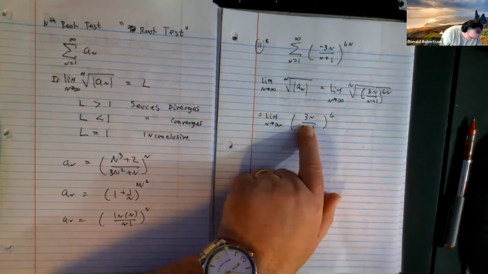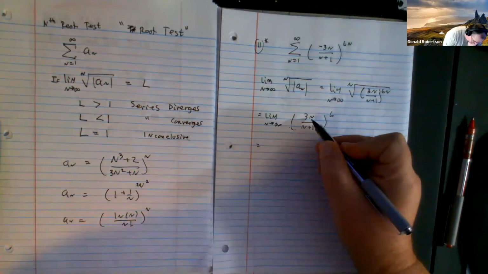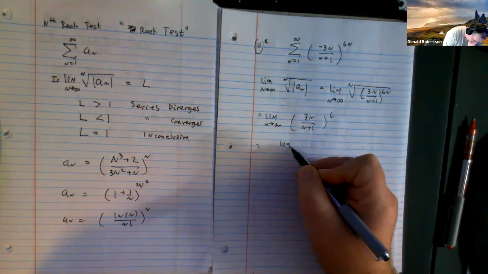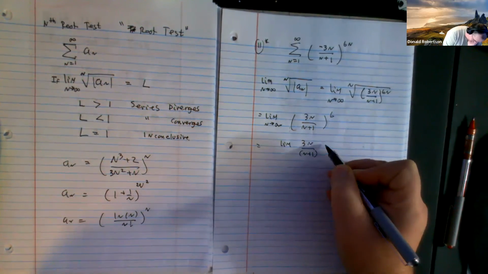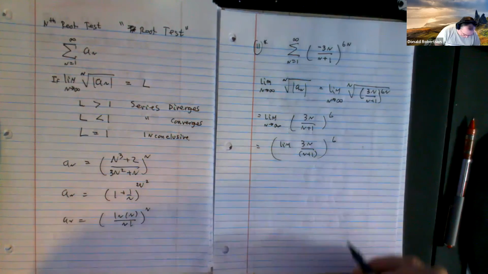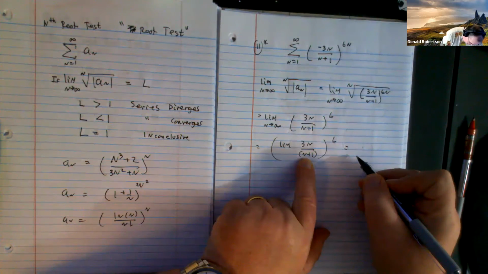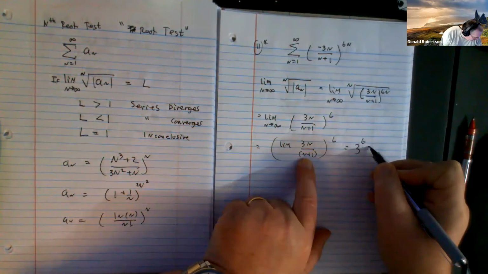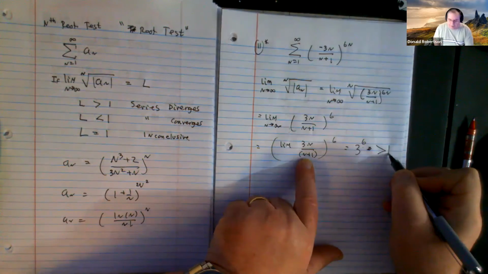Now, this guy here is not that hard to do. I could rearrange the order. In other words, find this guy here first, and then raise the answer to the power of 6. This guy here you could do with L'Hopital or divide top and bottom. You'll get 3, and 3 to the power of 6. I don't even care what 3 to the power of 6 is. Would you agree it's bigger than 1?